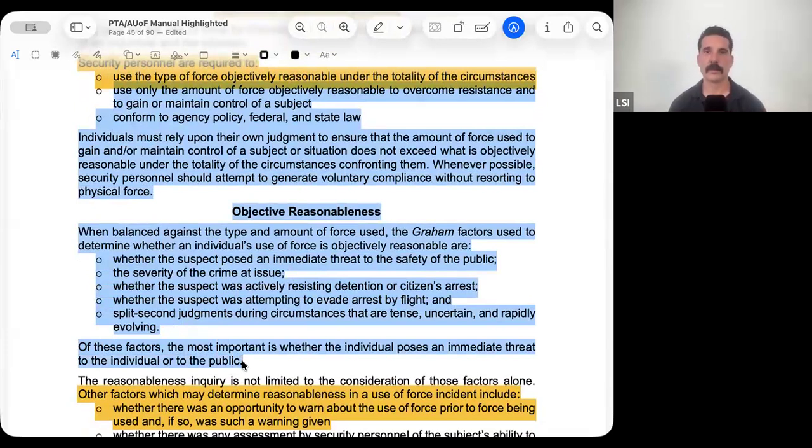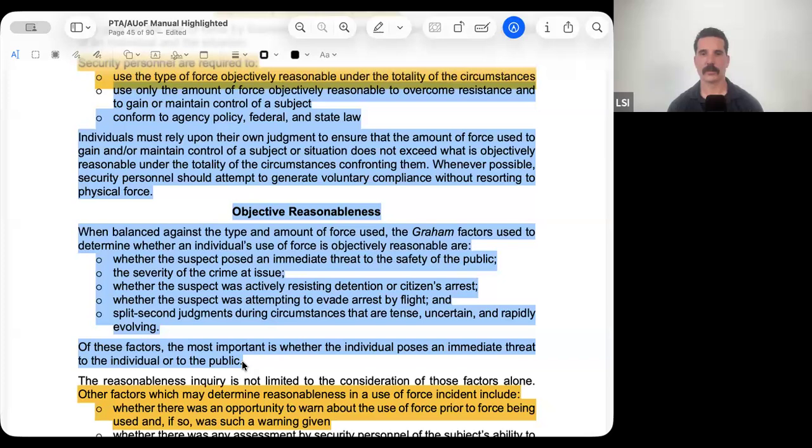Use only the amount of force objectively reasonable to overcome resistance and to gain or maintain control of the subject. Conform to agency policy, federal and state law. Individuals must rely upon their own judgment to ensure that the amount of force used to gain and/or maintain control of the subject or situation does not exceed what is objectively reasonable under the totality of the circumstances confronting them. Whenever possible, security personnel should attempt to generate voluntary compliance without resorting to physical force.